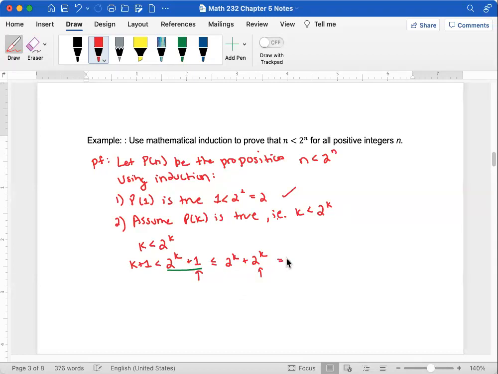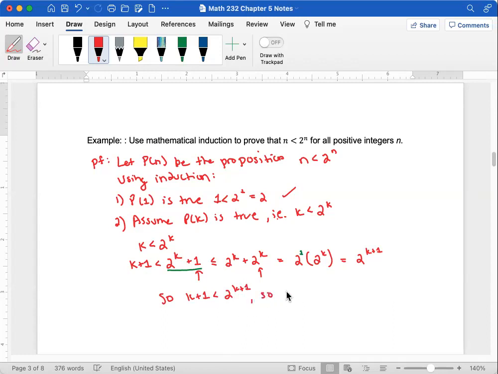All right. But this is 2 to the k's, right? I have 2 of them. So that's how I write it. I have 2 times 2 to the k. But that 2 here is technically an exponent of 1. And when I have matching bases, I can add the exponents. So this ends up being 1 plus k, or k plus 1. And I did it. I showed that k plus 1 is less than 2 to the k plus 1.